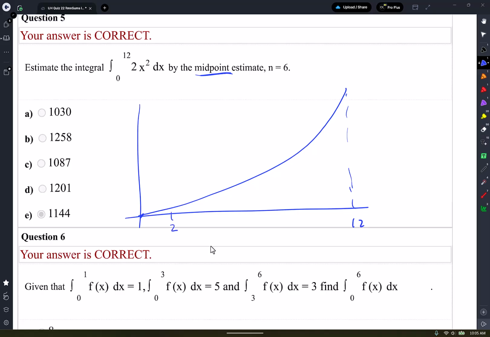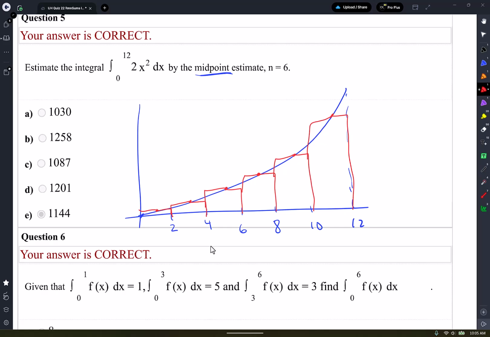2, 4, 6, 8, 10. But I'm not doing L or R. I'm doing middle. What's the middle between 0 and 2? 1. So go to 1 and a little above, a little below. What's the middle between 2 and 4? 3. A little above, a little below. Middle between 4 and 6. 5. A little above, a little below. And then I'm going to continue with that pattern. That way I'm not repeating the same thing over and over.